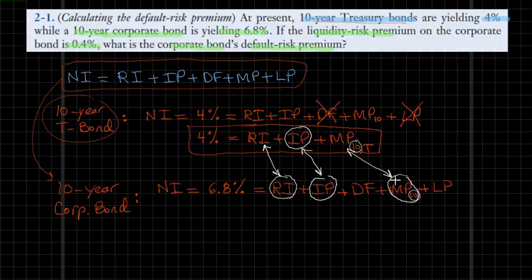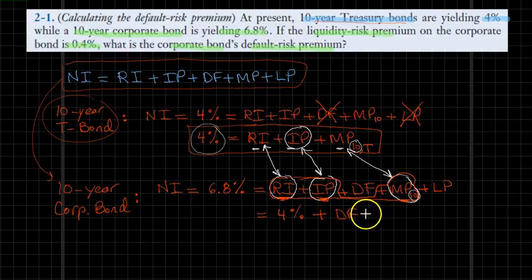That's amazing, because we already know from our calculation for the treasury bond that these three parameters add up to 4%. So now I can plug that into the corporate bond nominal interest rate calculation. I'm basically replacing these three terms, the real risk-free interest rate, the inflation risk premium, and the maturity risk premium, with the number 4%. Now I still have two more variables. I should be careful. I still have to figure out the default risk premium, but guess what? The liquidity premium is provided in the problem. It's 0.4% for that company. So 0.4% it is.